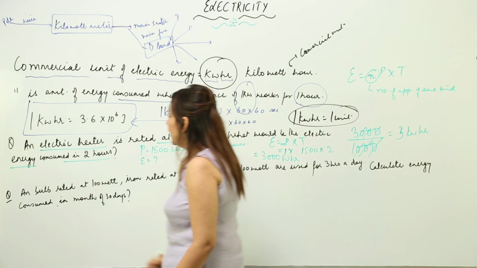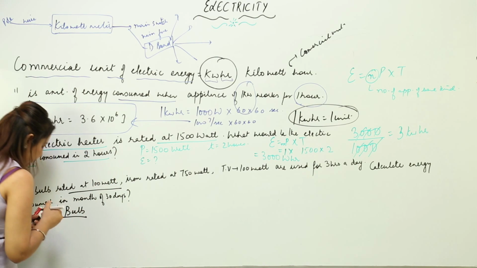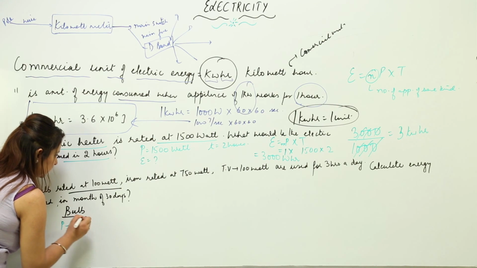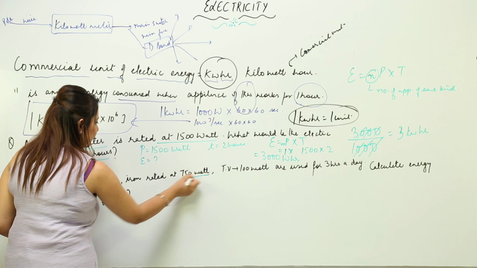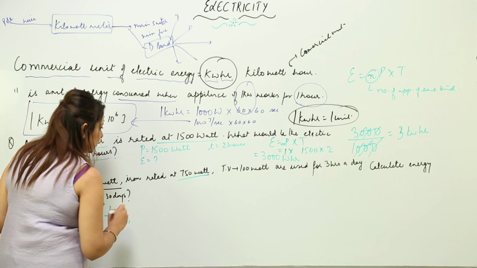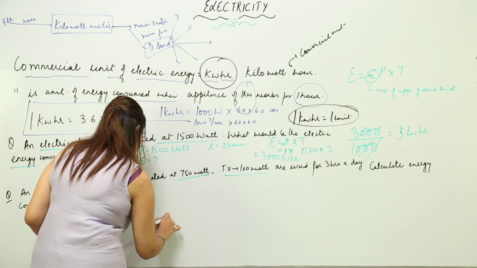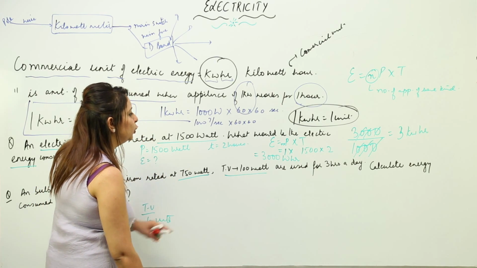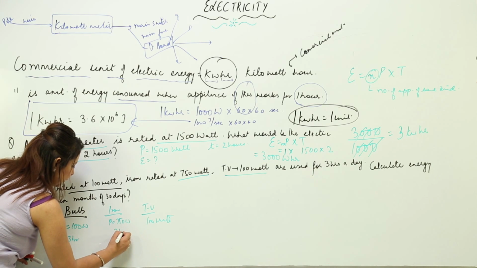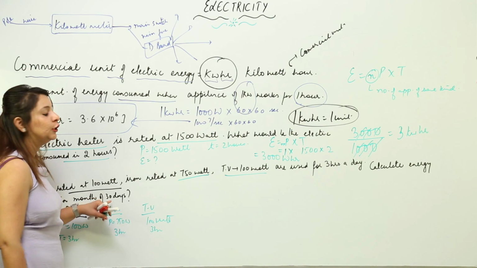One more question. A bulb rated at 100 watt, an iron of 750 watt, and a TV of 100 watt. So we have many appliances, and they are all used 3 hours a day. That means each is used for 3 hours. We need to find the energy consumed in a month of 30 days.